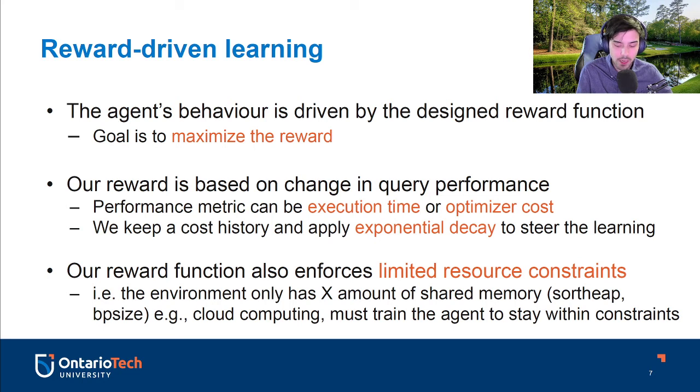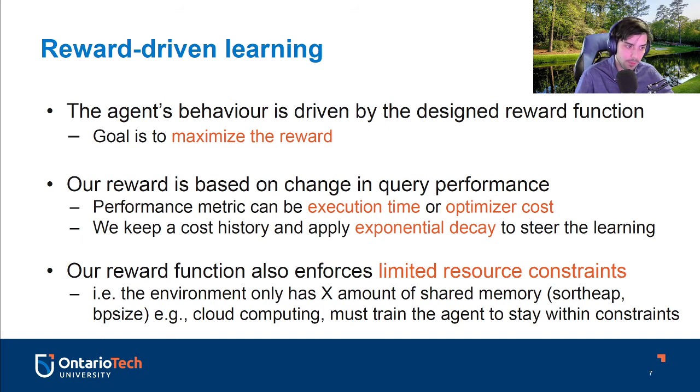So in general, actor-critic is a reward-driven learning algorithm. It's reinforcement learning. So by design, the agent's behavior is driven by the reward function that we've come up with, right? So in general, the goal is to maximize the reward. That's what the agent's interested in doing. Our reward that we give the agent is based on a change in query performance. So depending how the agent tunes or produces an action to tune the knobs, we evaluate it against actual performance and reward the agent that way.